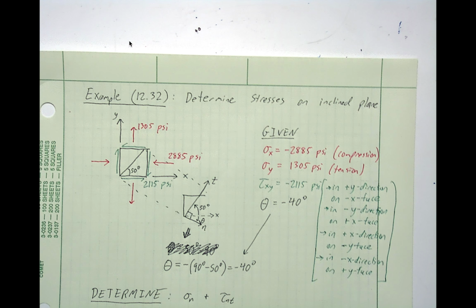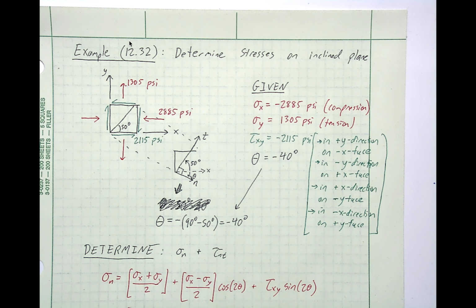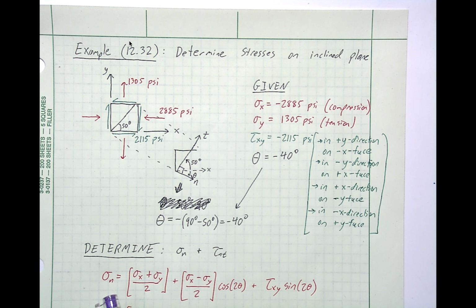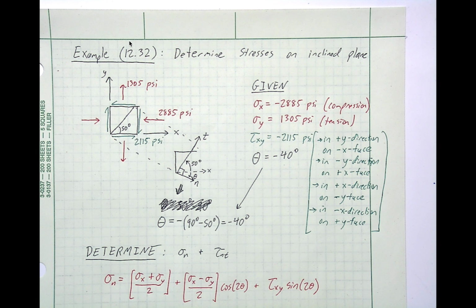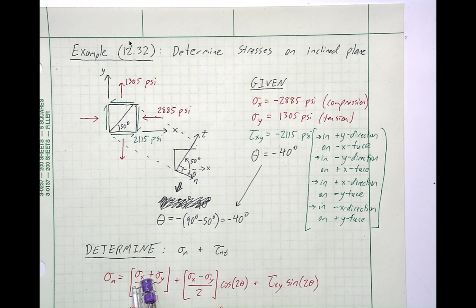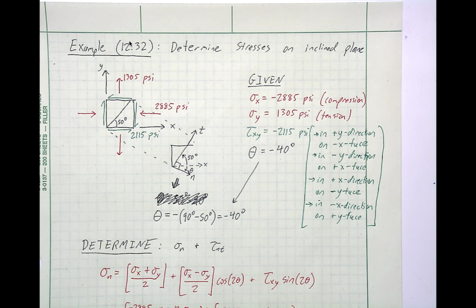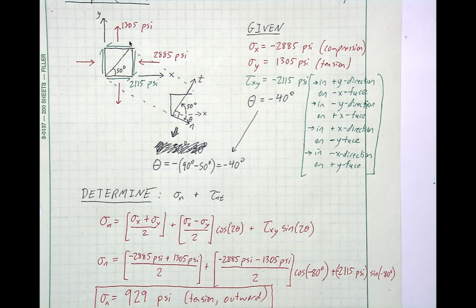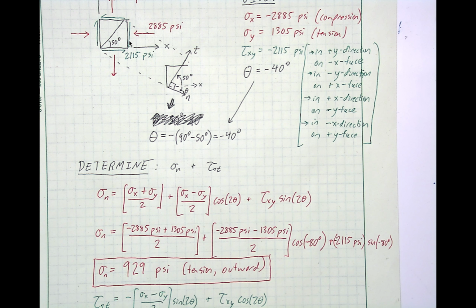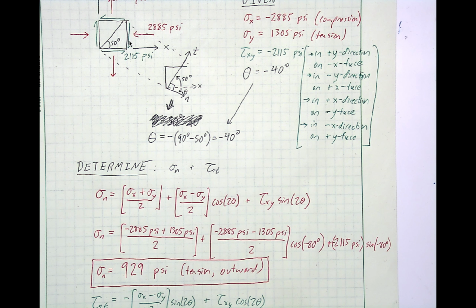Once we have that, we're ready to go to our stress transformation equations. The first one is our normal stress on that inclined plane. The known quantities are sigma x, sigma y, tau xy, and theta. Once we have all those, we plug them all in and calculate: 929 psi. It's a positive quantity, meaning there's a tension stress acting on the inclined plane, which we'll draw as an outward normal on our wedge element.